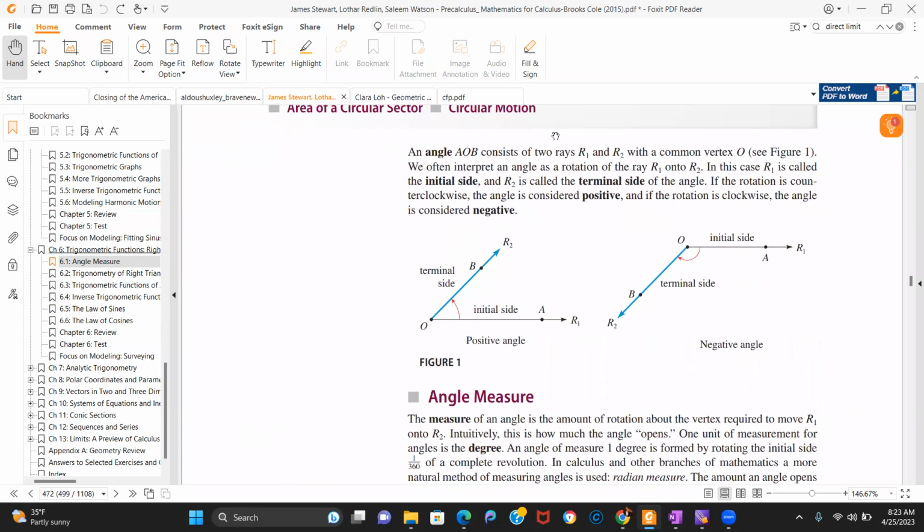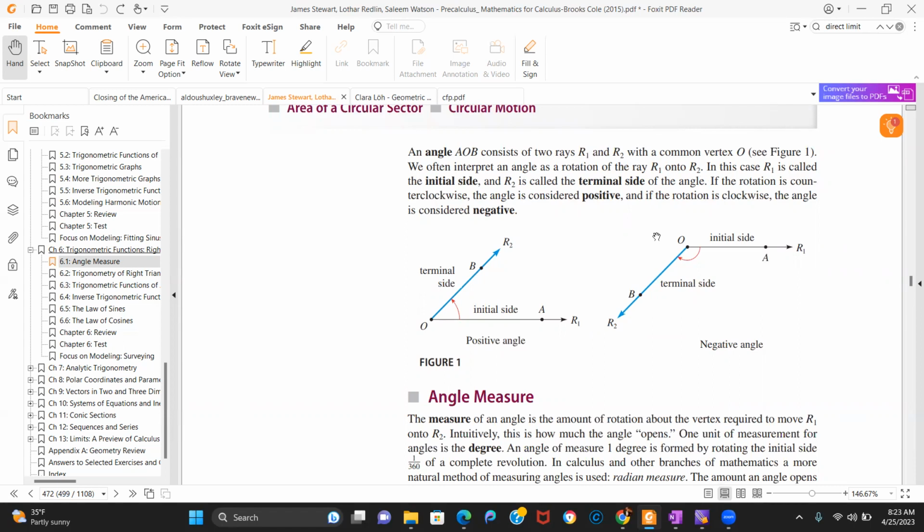An angle is just two rays with a common vertex O. And as it says here, we interpret an angle as a rotation of ray R1 onto ray R2, so it's like you're rotating it. This is a way of conceptualizing it, but really an angle is just two rays with a common vertex. That's it. You can think about it as forming the angle by rotating, but that's not strictly speaking part of the definition of what it means to be an angle.